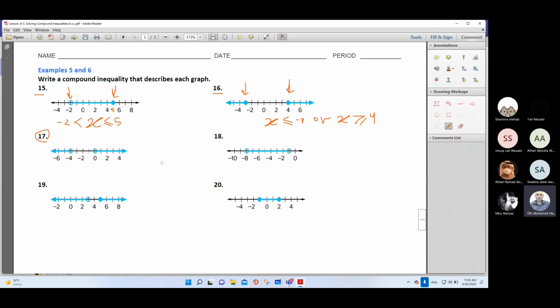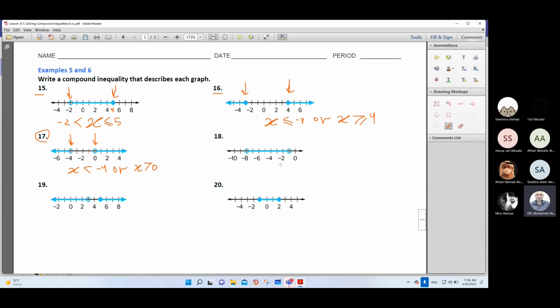Okay, check with me here. Number 17, as you see, this is the first value, this is the second value. We have here an open circle. Represent any variable, for example, x. So here, the direction to the negative side means x less than -4. Or here x, the direction to the positive side, so it means x greater than 0.